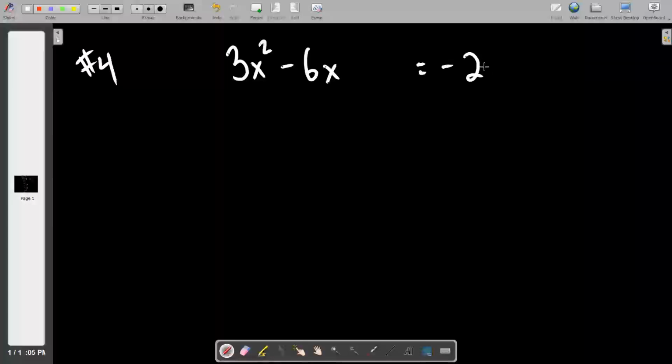Good so far? Now we divide by 3. And things get a little interesting. So when I divide by 3, I get x squared minus 2x, and I'm not concerned with that. It's this funk on the other side. What do I get?